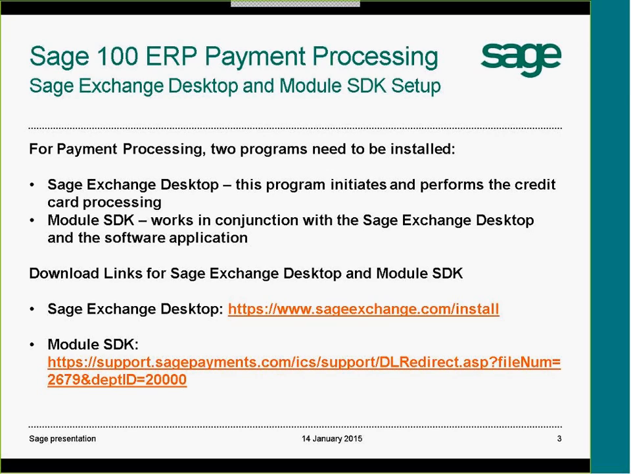Secondly, for payment processing to actually work, two programs need to be installed on the computer. The Sage Exchange Desktop. This program initiates and performs the credit card processing. And then there's the module SDK, which works in conjunction with the Sage Exchange Desktop and the software application. I included both of the download links for the Sage Exchange Desktop and the module SDK, but if you wish, you can go to Sage's self-service portal and download them directly from there.